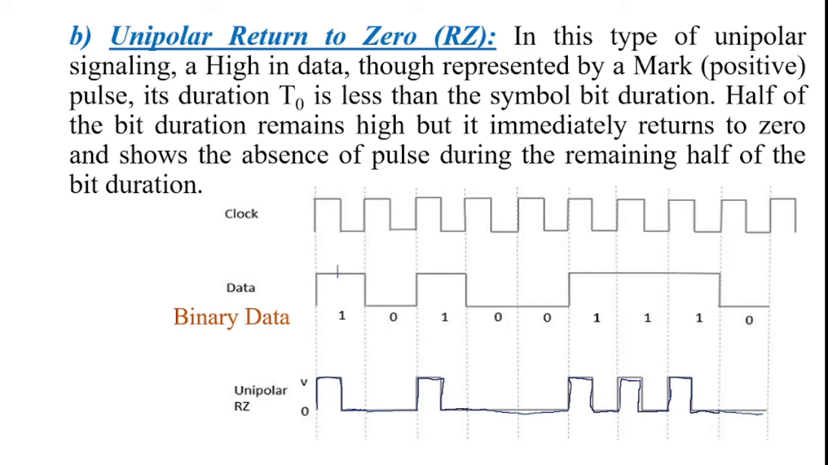signaling or unipolar coding. In this unipolar coding, or unipolar signaling, it uses only one voltage level, that is a positive pulse. A high in data is a positive pulse with amplitude plus A volts, and a low in data is considered as no pulse. So that is the concept of unipolar coding or unipolar signaling.